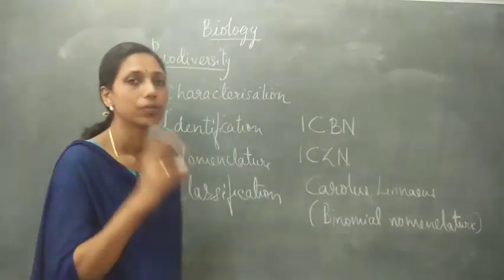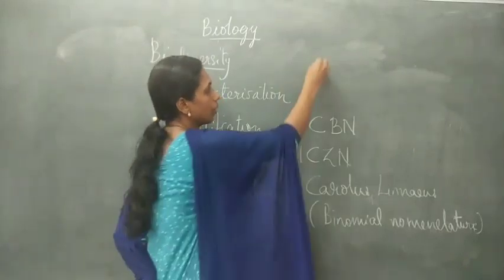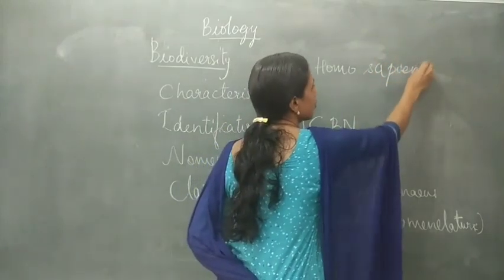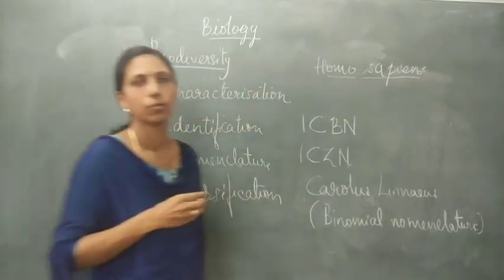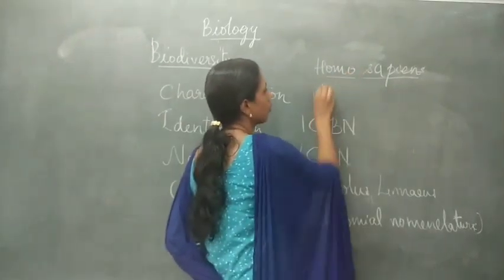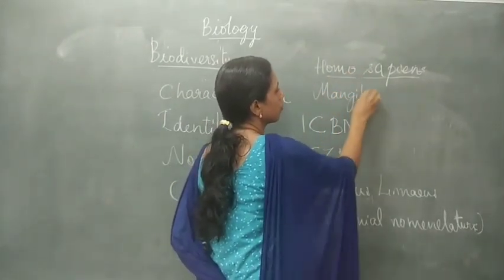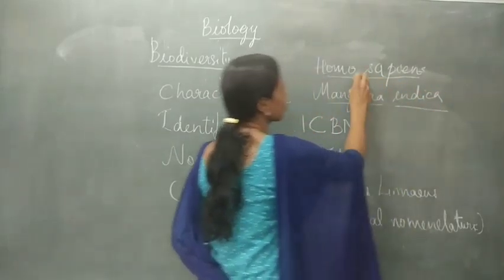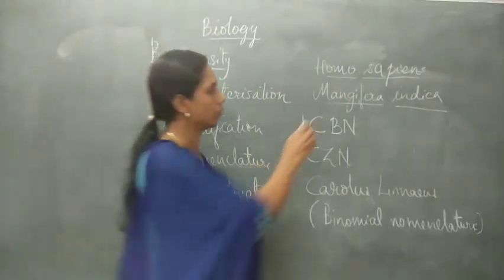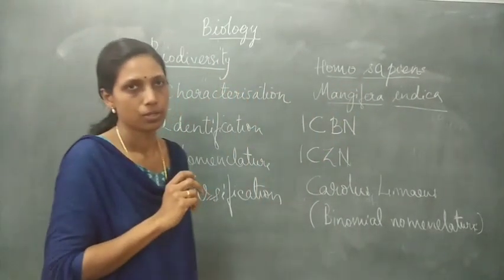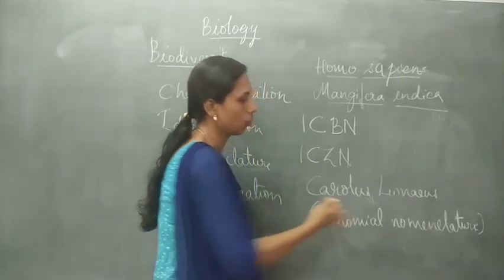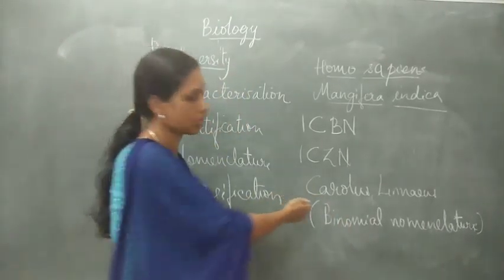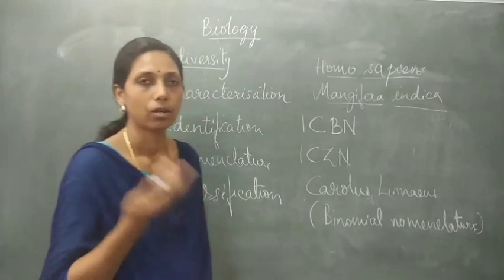Binomial, it is called binomial, giving two names. So the scientific names: suppose this is the scientific name of man, human being, Homo sapiens, or mango, Mangifera indica. You can see two names are there. So the scientific names consist of two names, and they are referred to as binomial nomenclature. The nomenclature where two names are given was set up by Carolus Linnaeus.